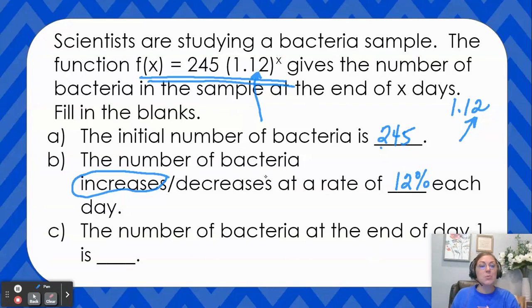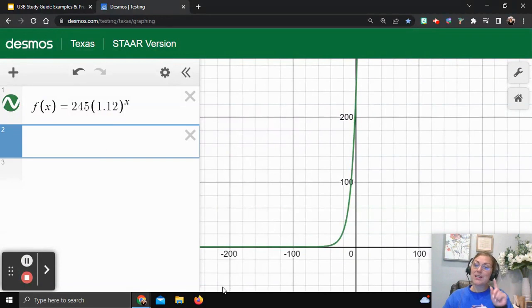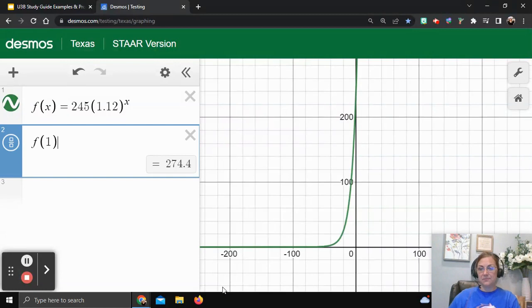Okay? So we've answered all the questions except C, and now C says, okay, how many bacteria are there at the end of day 1? Well, let's go back to the calculator and take a look. All right, so we're back at our calculator, and now we want to know how many bacteria are there after day 1. And this one, friends, we're just going to type in function at 1. Pretty simple, right? I just want to know what's the Y value when X is 1, and the calculator just did all the work for me. All I have to do is to know how to type it in.